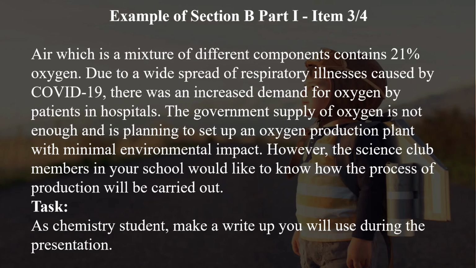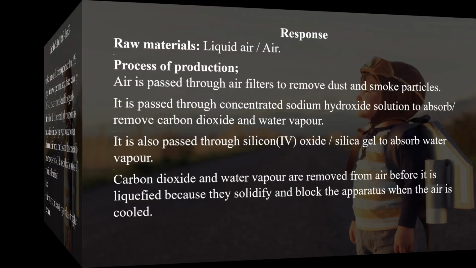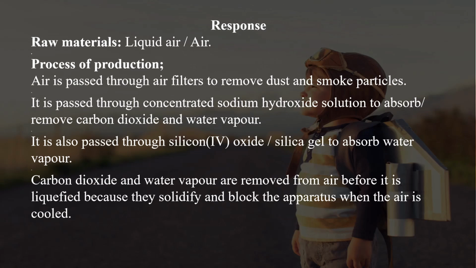Now, this is actually under air. So under manufacture of oxygen, we are going to identify the raw material. Our raw material when we are manufacturing oxygen is liquid air. Now, how does the process of production occur? The air is passed through air filters to remove dust and smoke particles.